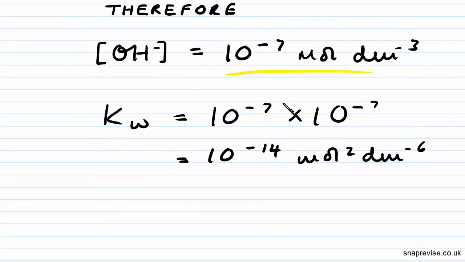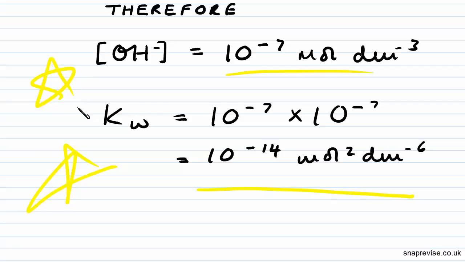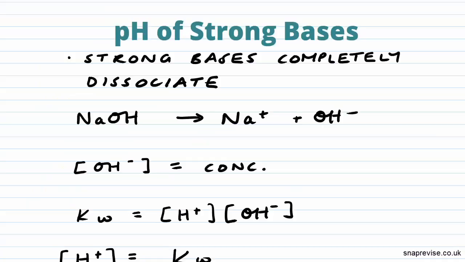We have 10^-7 moles per decimetre cubed of both hydrogen and hydroxide ions, which means Kw, or the ionic product of water, is equal to 10^-14. That's an incredibly important number, and one you need to remember because we'll be using it in our equations later on. So let's have a look at some of those equations right now. We can use the equation for the ionic product of water to work out the pH of strong bases.